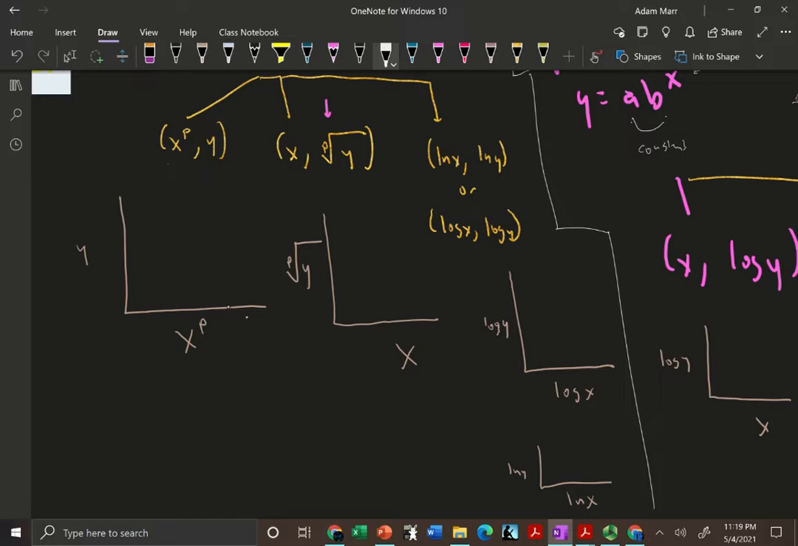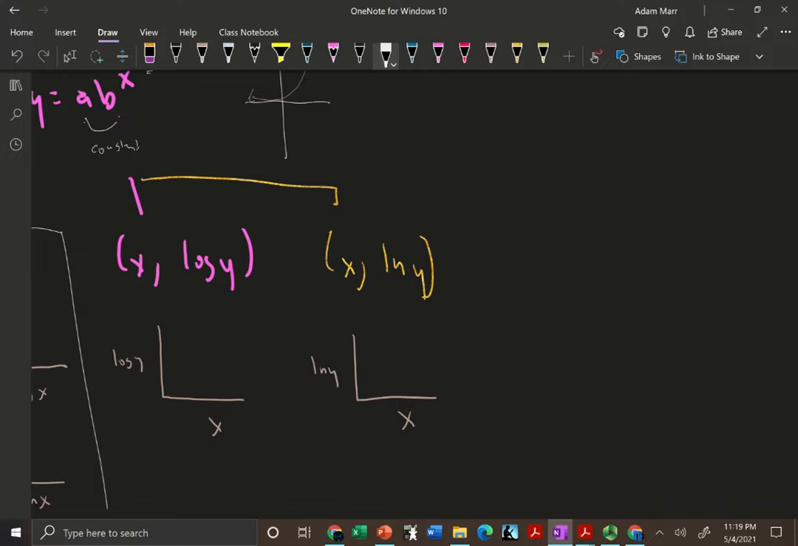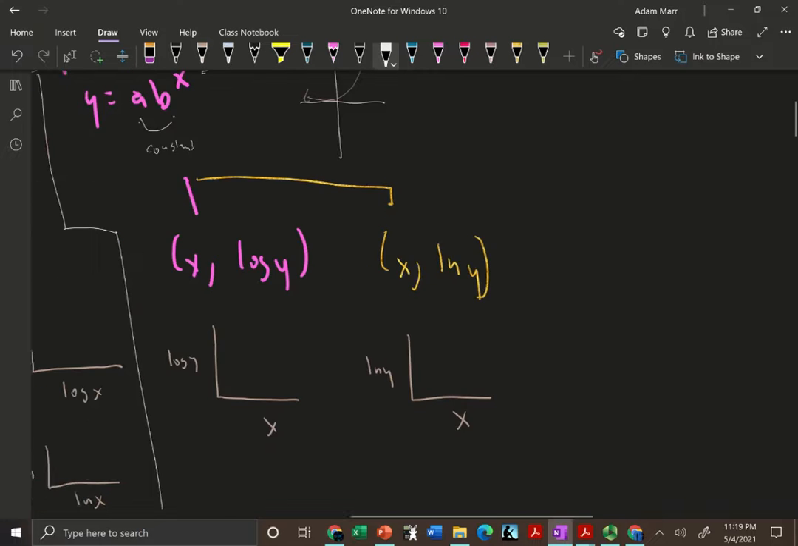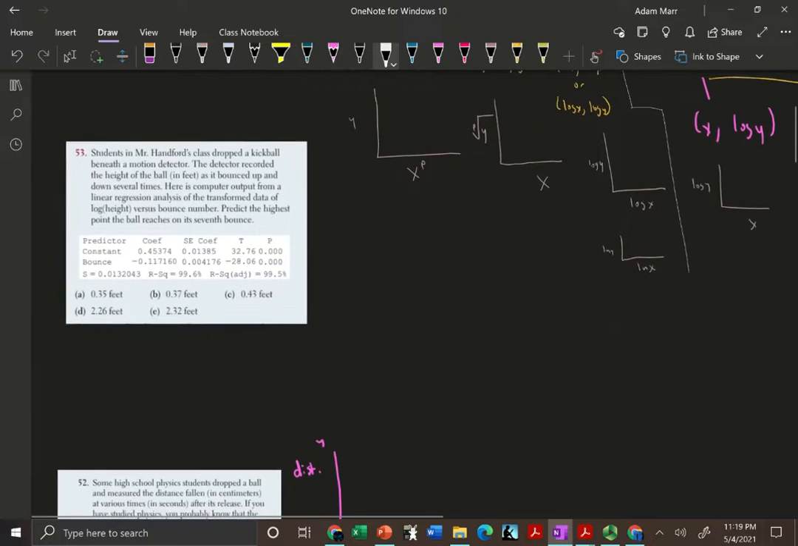And then you have right here, for a power model, you either raise the x to the power p, or you take the p-th root of the y. And then for exponential, it's just x, log y, or x, ln y. All right, all good. So let's go on to some problems.